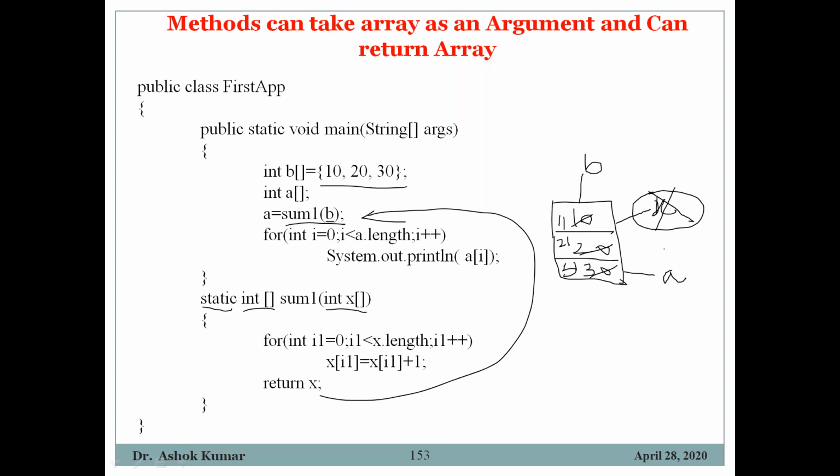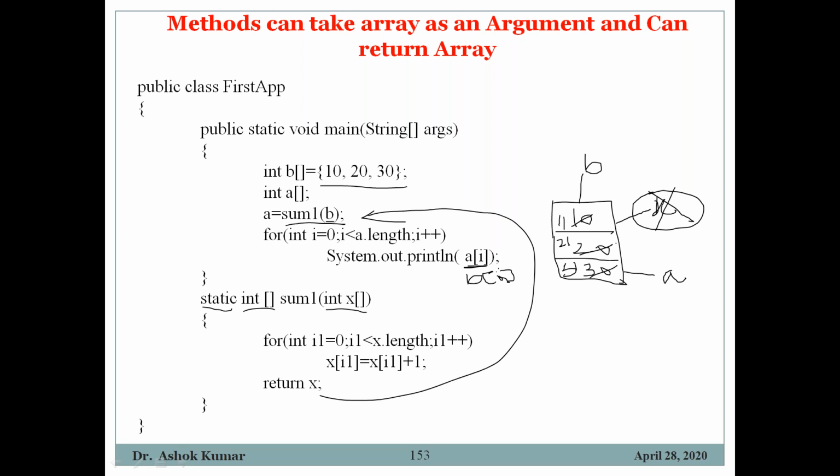So when this will vanish but still the array is there, that means now a and b are referring to the same array. So with the next loop you can use either a of i or b of i to print the same array, right? If you use a of i, it will print 11, 21, and 31. If you use b of i, still it will print 11, 21, and 31 because these two are referring to the same memory block.